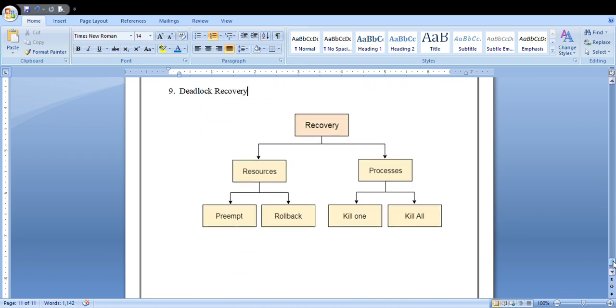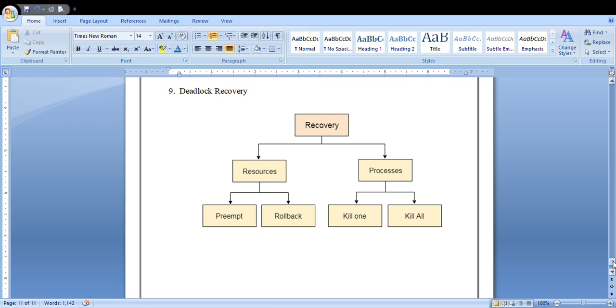Next is your deadlock recovery. Next topic is your deadlock recovery. What do you mean by deadlock recovery? Deadlock recovery is nothing but, if the deadlock condition occurs, what are all the measures you can take to recover from that deadlock condition? What are all the measures you can take to overcome that deadlock situation?